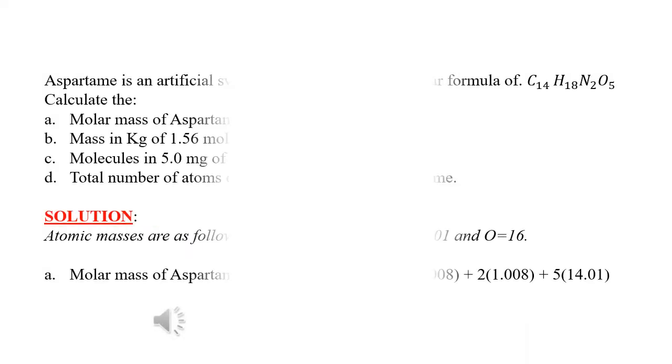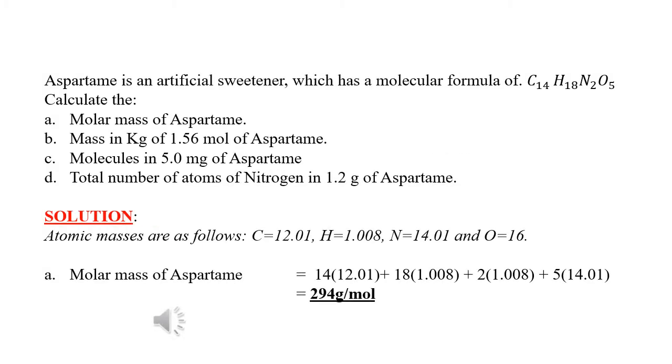Aspartame is an artificial sweetener, which has a molecular formula as shown. Calculate the molar mass of aspartame. Mass in kilograms of 1.56 mole of aspartame. Molecules in 5.0 milligram of aspartame. Total number of atoms of nitrogen in 1.2 gram of aspartame.